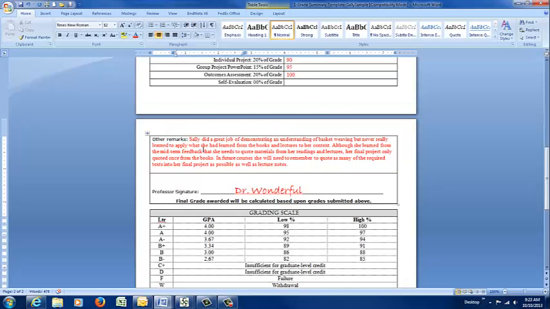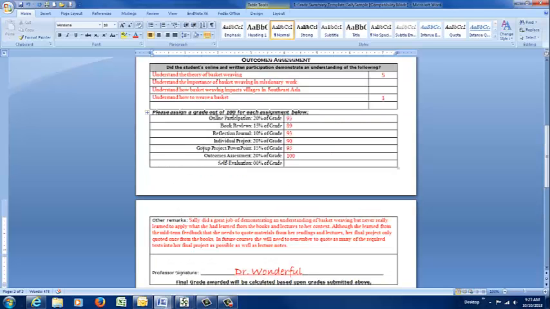In this other remarks section, you're just going to say where the student did well and where they did not do well. So this is your way of showing the student what areas they were strong and what areas they were weak. In the other remarks, you can give a more detailed explanation of where she was strong. In this context, she did a great job of demonstrating an understanding of basket weaving, but never learned to apply what she had learned from the books and lectures to her context. And this is another big area for BGU, is that students know how to apply what they've learned.